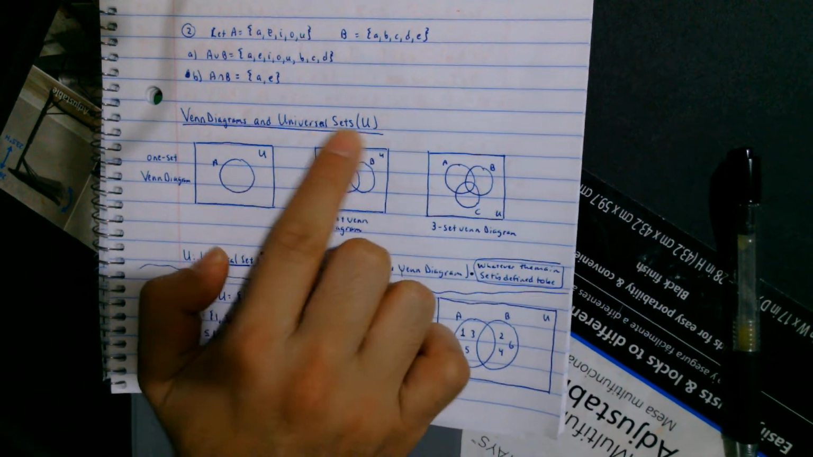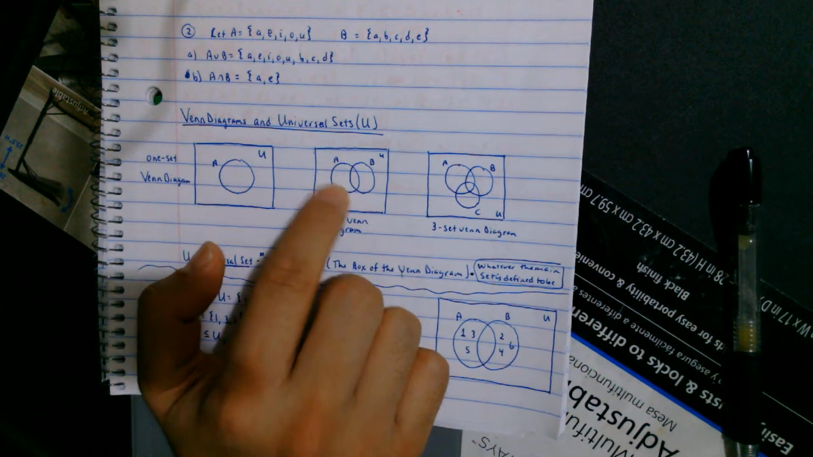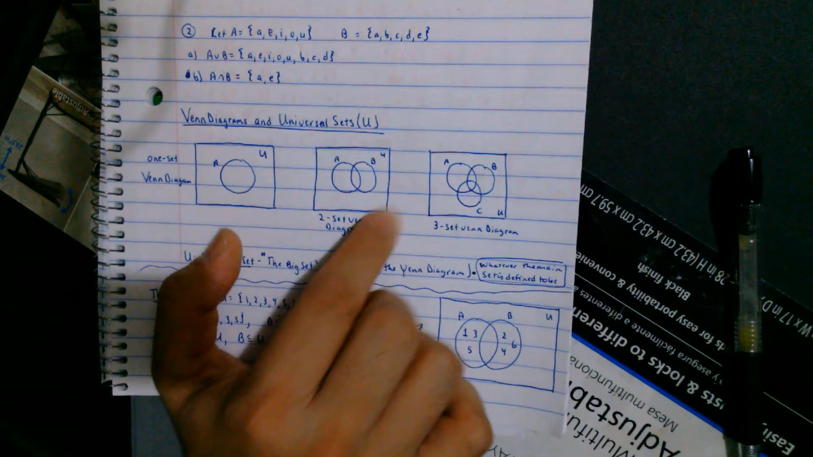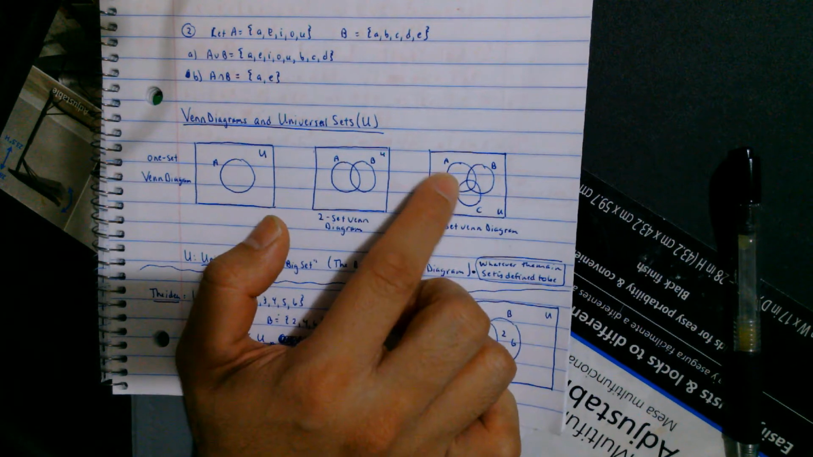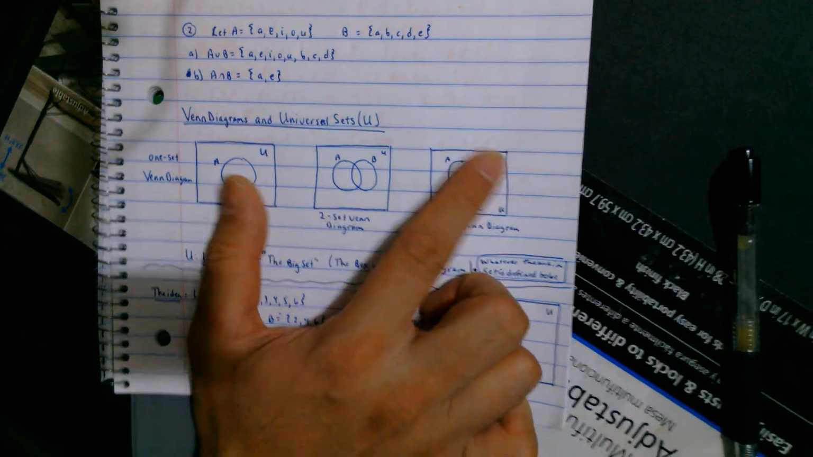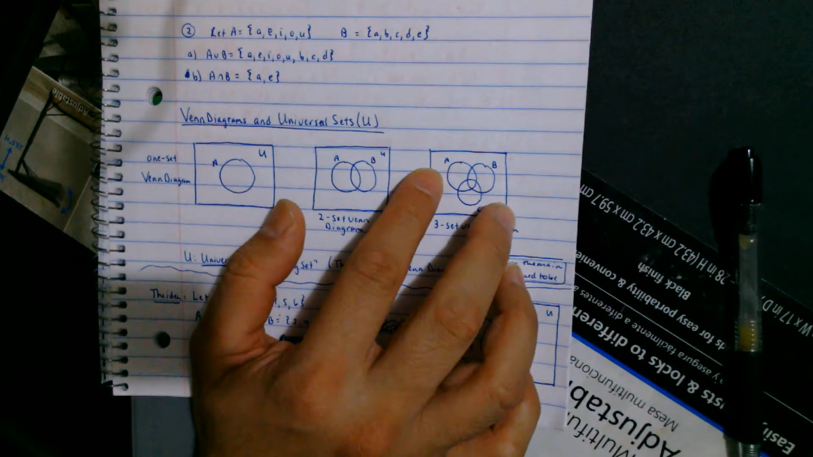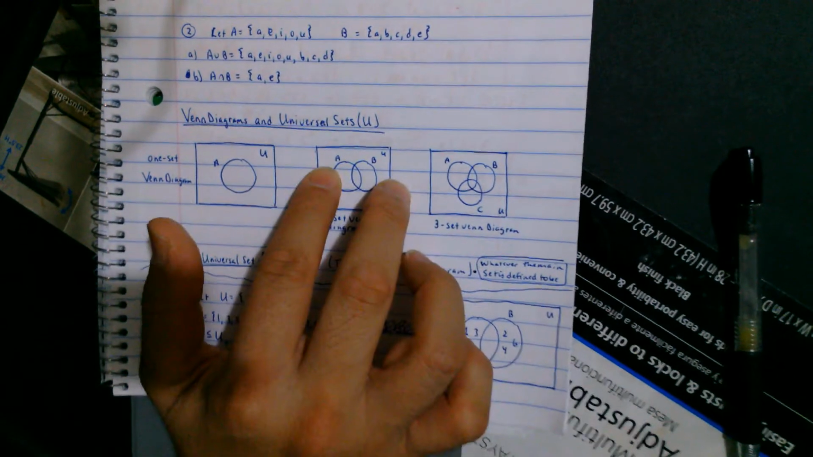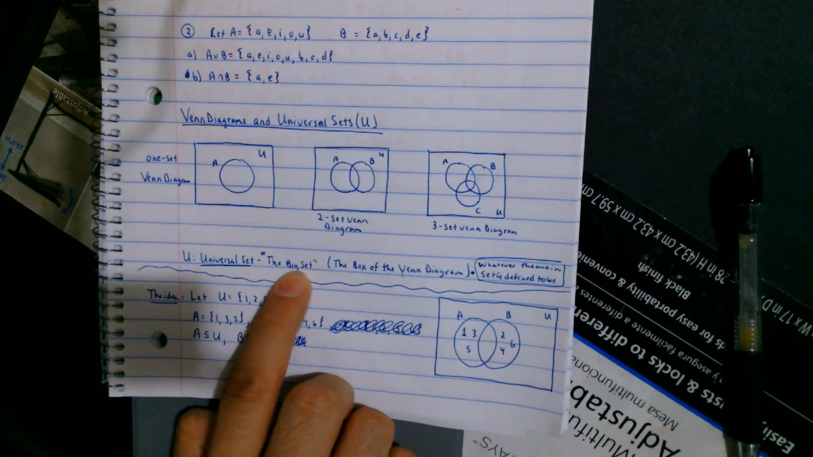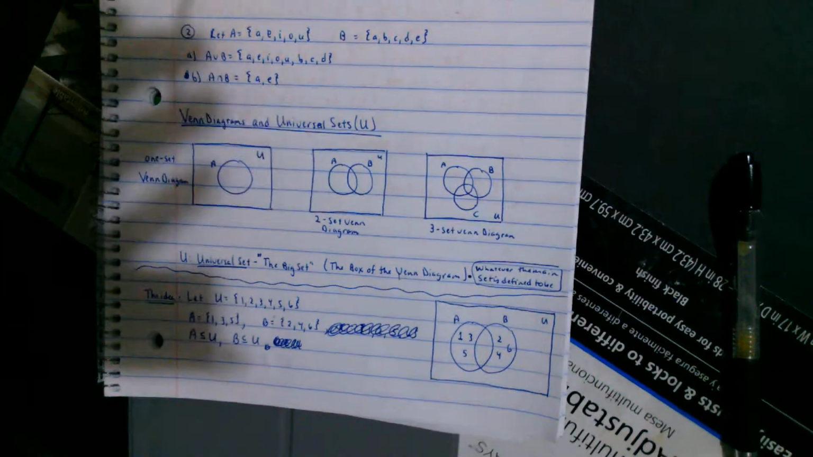A two-set Venn diagram has two sets intersecting each other here in the middle. They both live inside the box. A three-set Venn diagram has three sets intersecting in these positions. So essentially you have a one-set Venn diagram, a two-set Venn diagram, and a three-set Venn diagram. The universal set is the big set, the one you're in reference to.